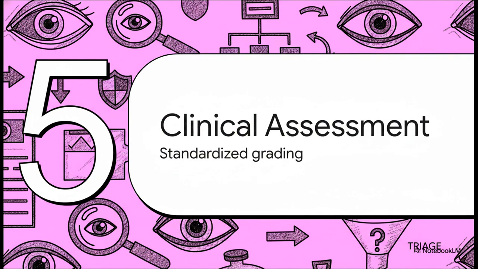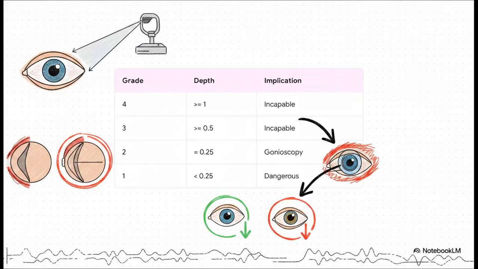Section 5. Comprehensive Clinical Assessment. So, knowing the 2+ rule is obviously essential, but how do we actually triage patients to know who even needs gonioscopy in the first place? Well, before you ever pick up a gonioscope, you're likely going to use the Van Herick technique at the slit lamp. Notice how a grade 4 or 3 implies the angle is, for the most part, incapable of closure.